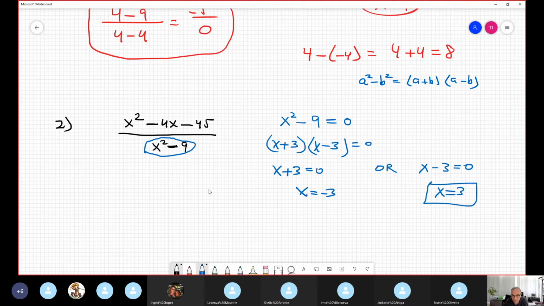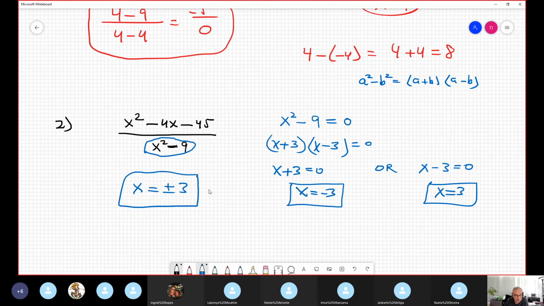The answer is negative 3, and the answer is positive 3. So we have two values which, when you plug them into the original expression, make it undefined. So we have two bad guys, positive 3 and negative 3. You can represent it like that, or like that, plus or minus 3. This is another symbolic way to indicate the same idea. Clear or confusing?